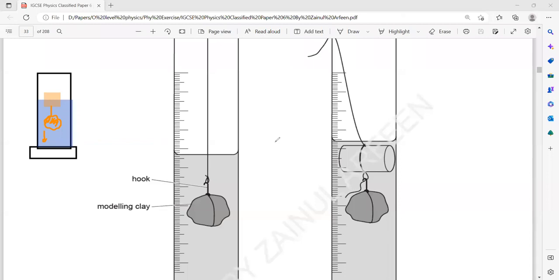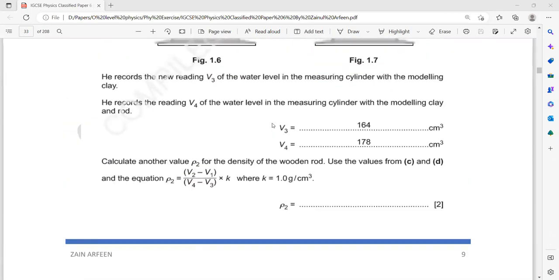Yes, it will have its weight, but we don't bother about weight. The measuring cylinder is used to calculate the volume. How much volume is displaced equals the volume of the object. This is the volume of water and clay. This is the volume of water, clay, and rod. So when we subtract these two, we get the volume of the rod. But as I mentioned in paper 6, you don't have to memorize the formula. You just have to follow the instructions. So you have to calculate the new density, that is V2 minus V1 divided by V4 minus V3, times K.